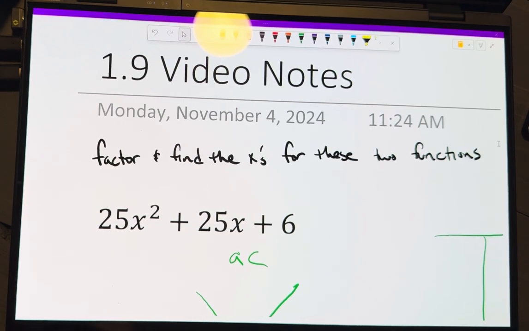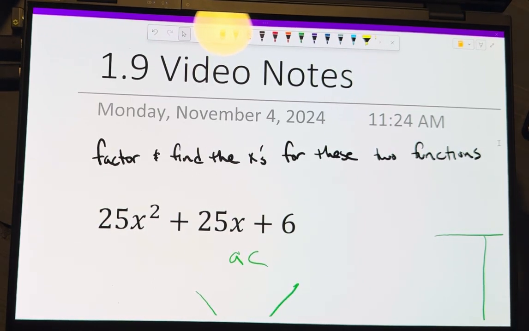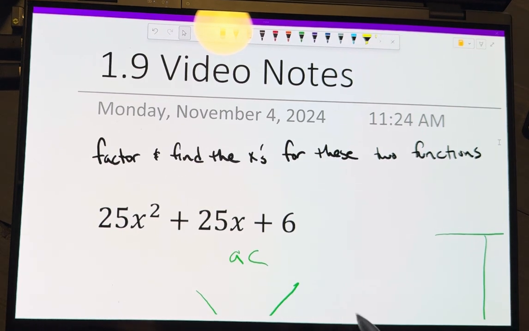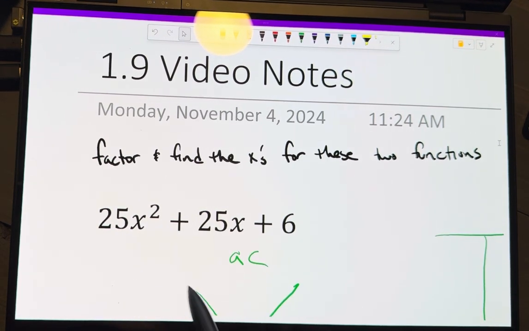Okay, hello everybody. Before we get started with the 1.9 video notes, let's do two warm-ups. So I want you to factor and find the x's for these two functions. Feel free to write this down, then pause the video, and then come back and I'll cover this example.